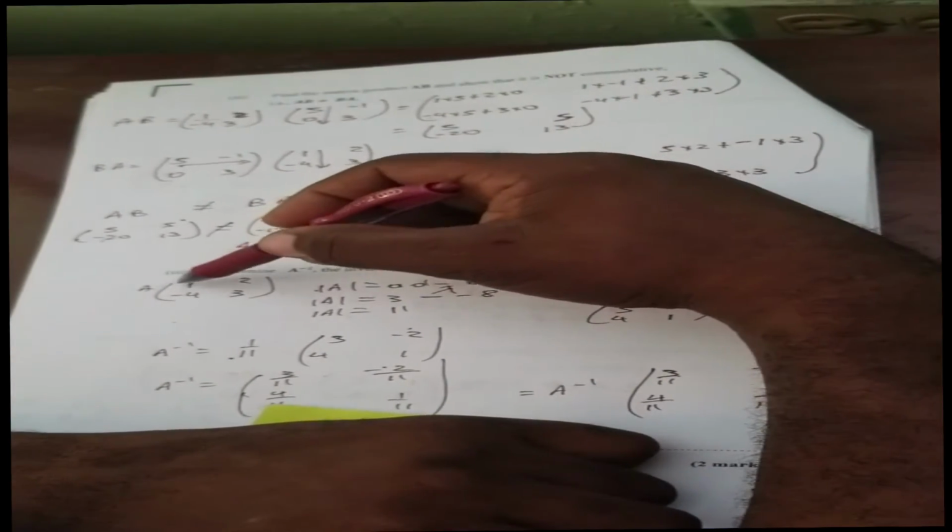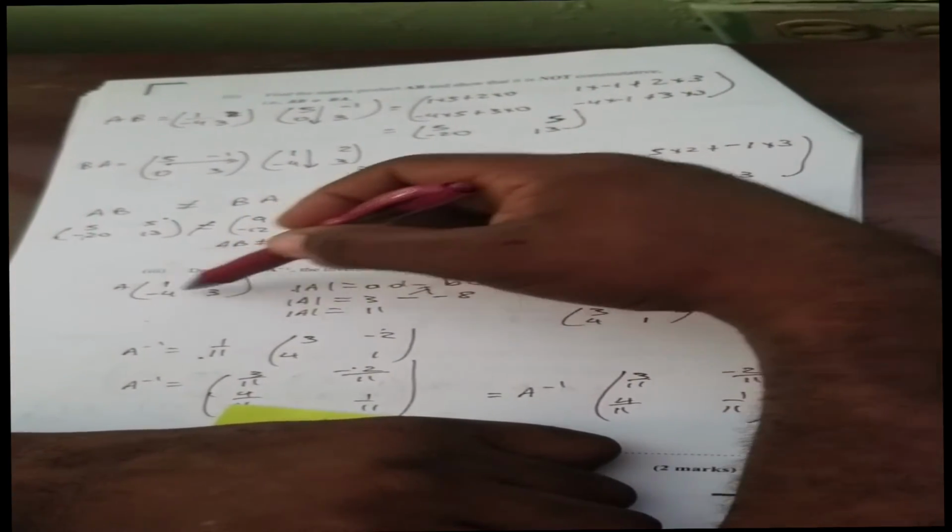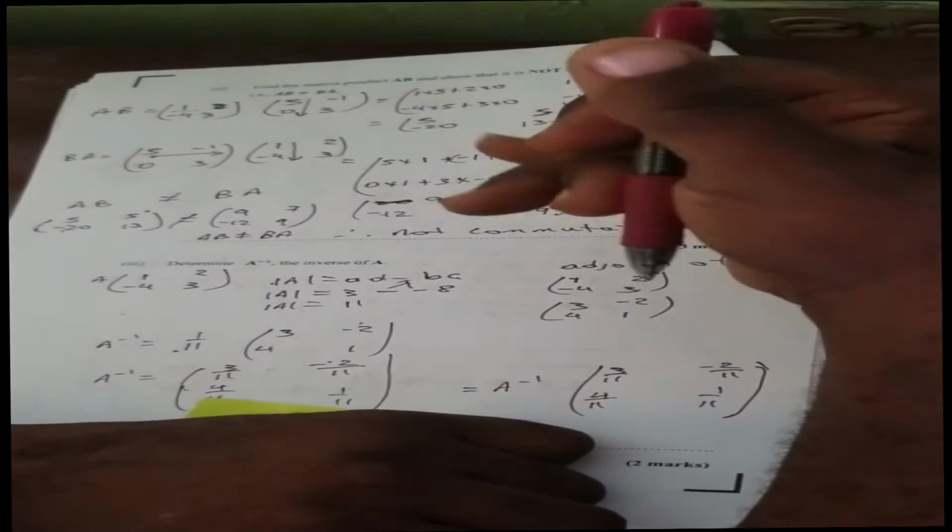And for this question now, we're going to find the inverse of matrix A. So we have matrix A is equal to 1, 2, negative 4, and 3. To find the inverse, first we need to find the determinant. Then we find the adjoint. Then we multiply 1 over the determinant by the adjoint.